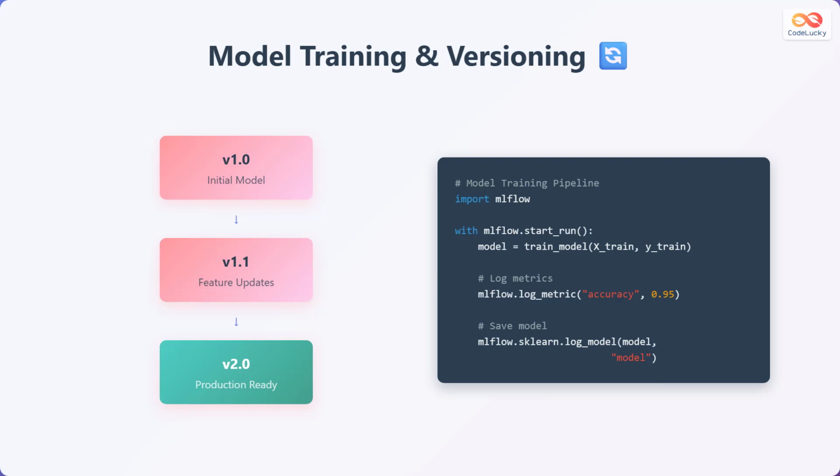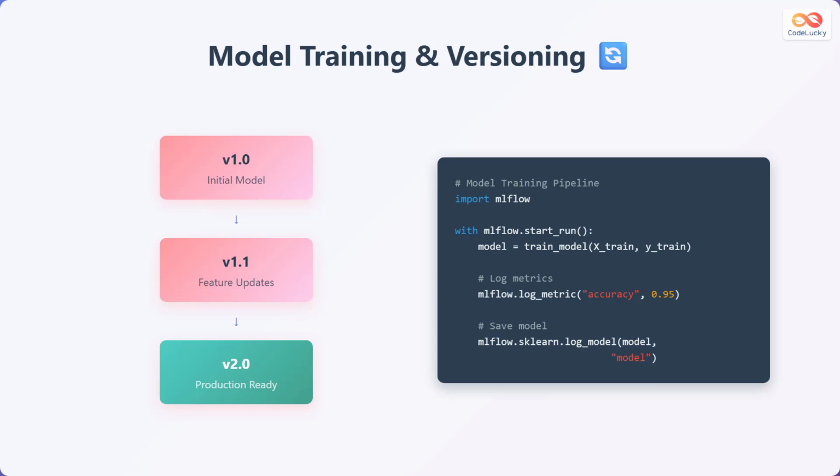Model training and versioning is a crucial part of the machine learning lifecycle. As models evolve, it's important to keep track of different versions. Here is a version tree. We start with version 1.0, the initial model. Then we move to version 1.1 with feature updates. Finally, we have version 2.0, which is production ready.